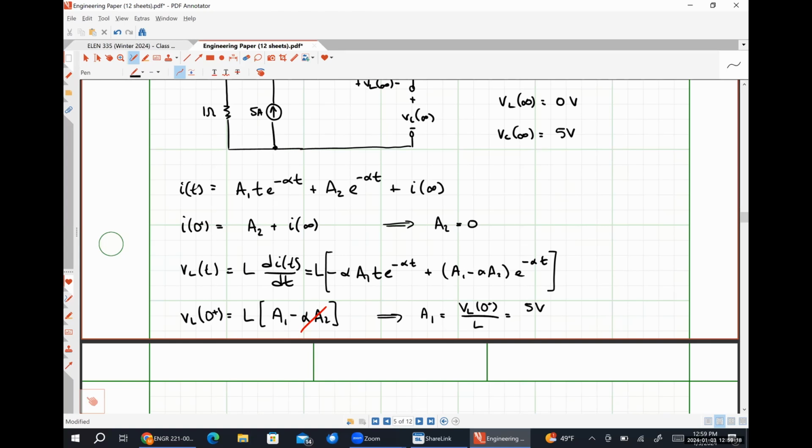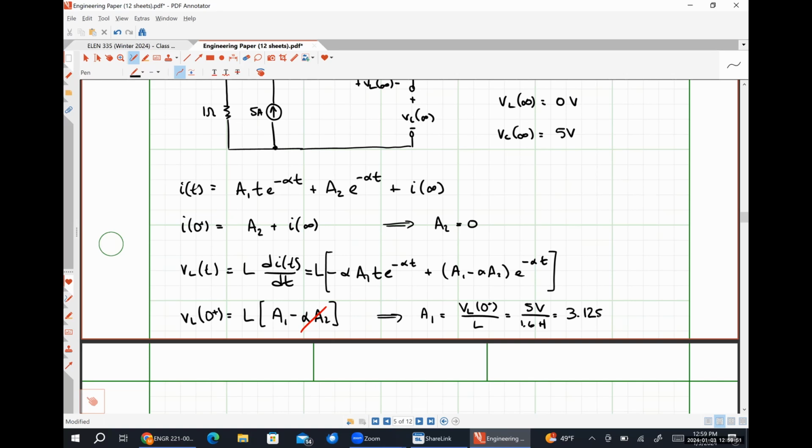So that's 5 volts divided by 1.6 Henry is 3.125. What should the units here be? I very much disagree that it's volts. Also not amps.